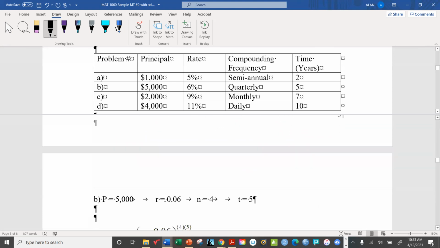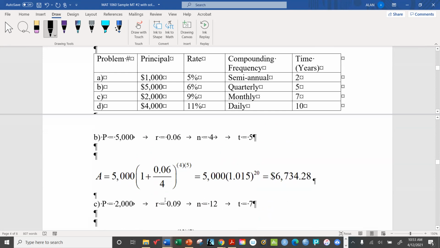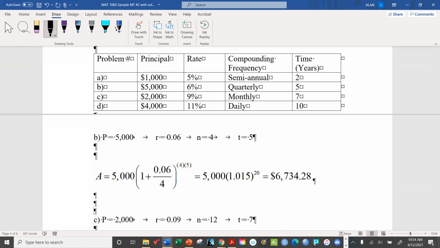All right, now for part B. So in part B, the principal is $5,000. The rate of interest is 6%. The compounding is quarterly, or 4 times a year. T is 5 years. So what I've done here is I've simply plugged in the numbers, of course. And what you'll notice is that when you simplify it in the parentheses, you've got 1.015 raised to the 20th power. And then using either technique with your calculator, you should come up with 6734.28 rounded to dollars and cents.